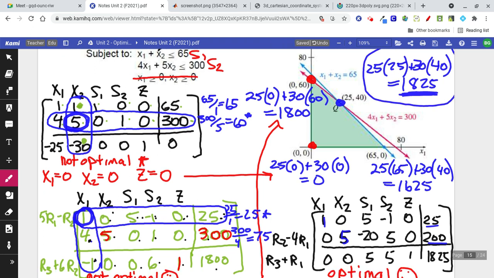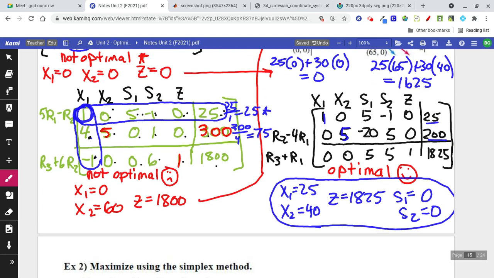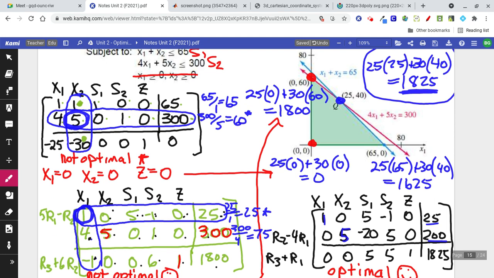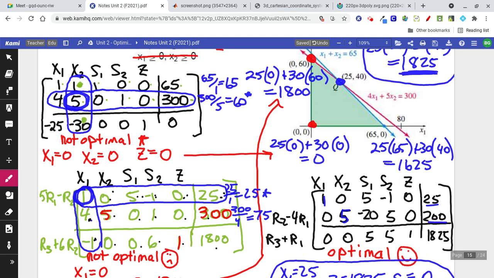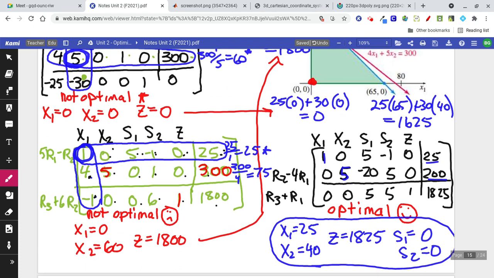And I know you're like, well, yeah, that's going to be so much easier to just use Desmos and graph it. And that's fine as long as it's graphable. But as soon as I throw in more than 2 variables, you won't be able to use Desmos and graph it. And so that's what's good about this simplex method.